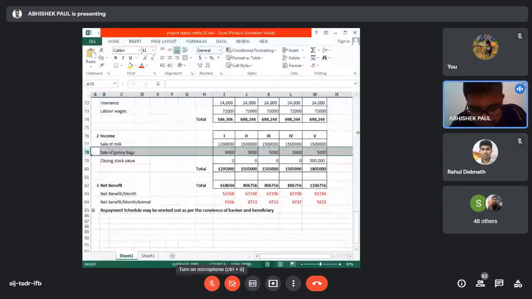Suppose I give you one example. Suppose the total amount of concentrate required you have already calculated, isn't it? The total amount of concentrate required, how much was it? The total amount of concentrate you did yesterday, that one.